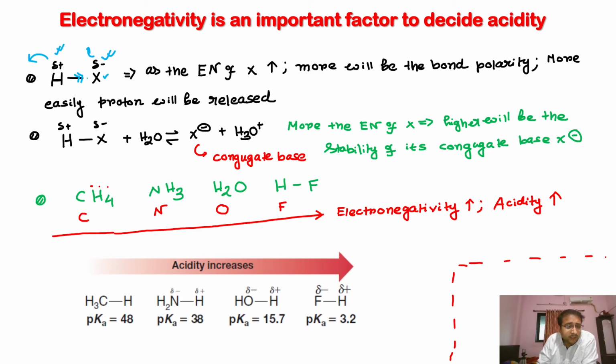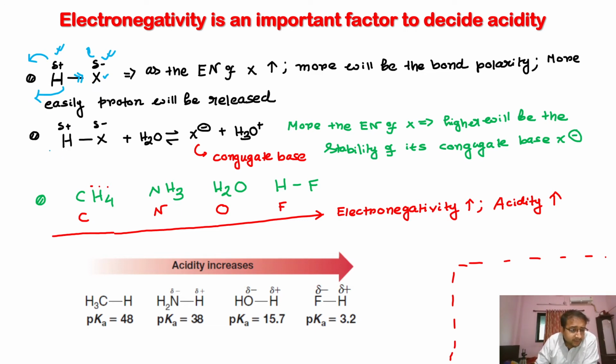So if the polarity of this bond increases, then it is very easy to donate the proton to another base or another molecule. So the more polar this HX bond is, the more easily this proton can be donated and the acid can be dissociated. So why is it so?